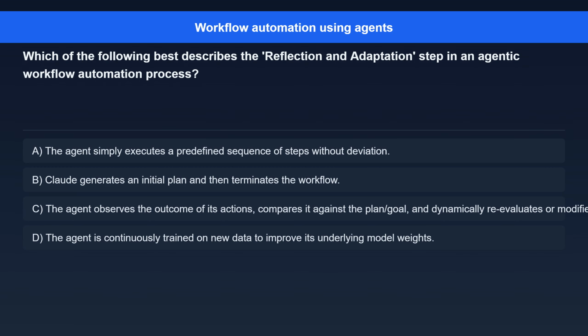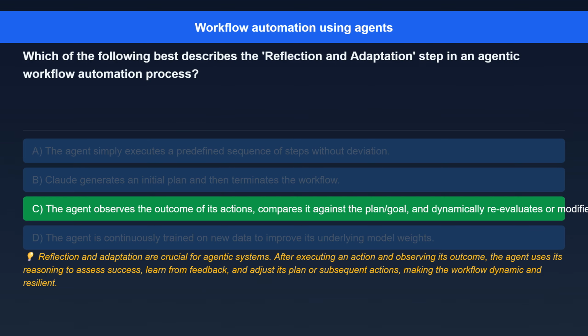Question 9. Which of the following best describes the reflection and adaptation step in an agentic workflow automation process? Option A. The agent simply executes a predefined sequence of steps without deviation. Option B. Claude generates an initial plan and then terminates the workflow. Option C. The agent observes the outcome of its actions, compares it against the plan/goal, and dynamically reevaluates or modifies its strategy if needed. Option D. The agent is continuously trained on new data to improve its underlying model weights.